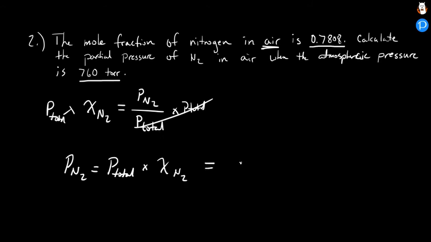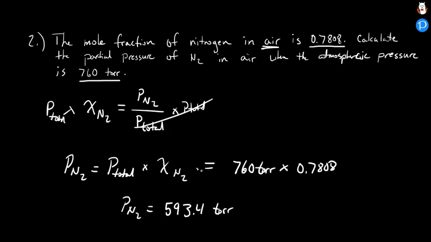So this would just be equal to 760 torr times the mole fraction of N2, which is 0.7808. So the partial pressure of N2 would be, let me punch this into my calculator, 760 times 0.7808, which is 593.4 torr. Notice I didn't have to convert this into atmospheres, by the way, because I'm not using the ideal gas law in this case. I'm just using this equation for mole fraction.